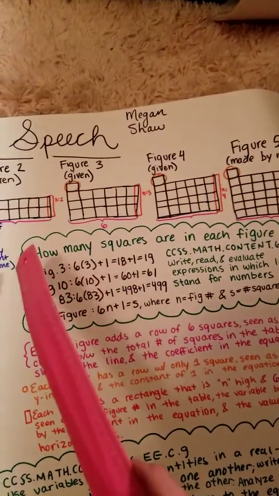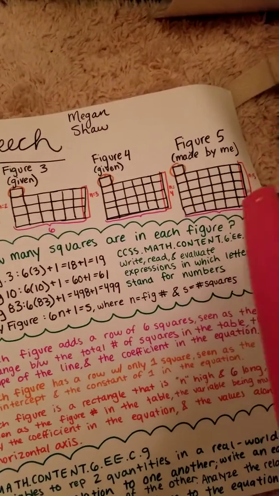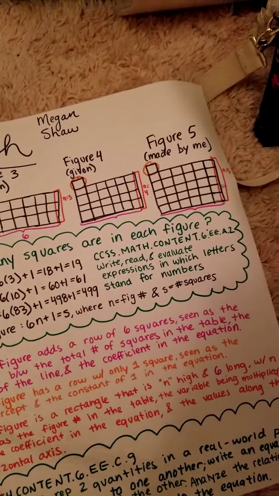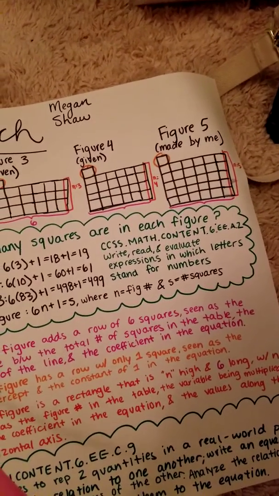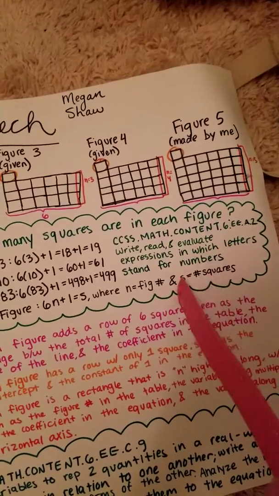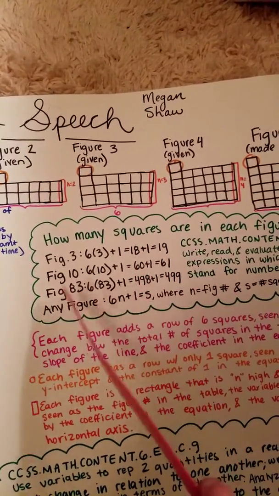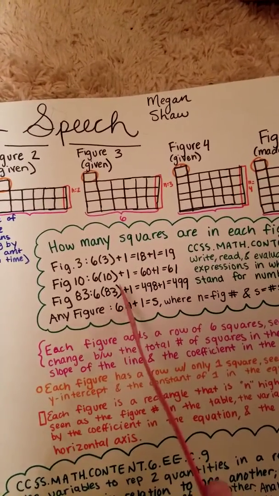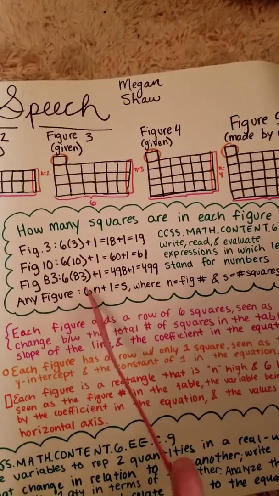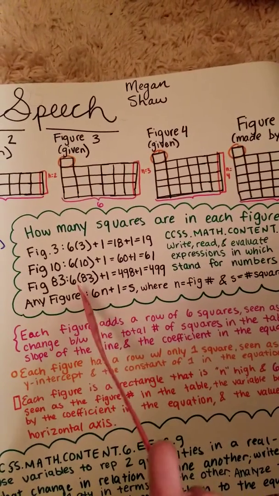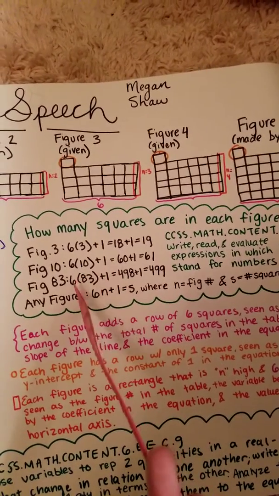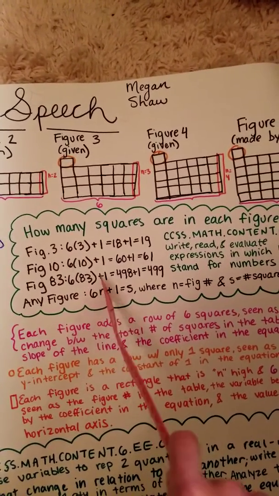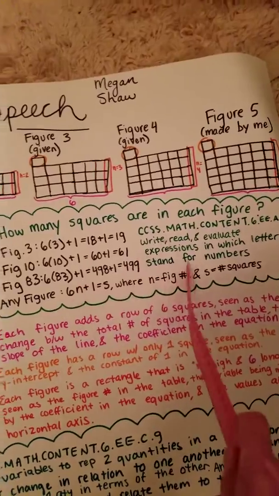So when we're determining how many squares are in each figure, that is for 6th grade scale of read, write, and evaluate expressions in which letters stand for numbers. So we made these expressions and then we stood in the letters for the numbers. So we're able to interpret that 6n plus 1 equals s is 6 times the figure number plus 1 will give me the number of squares in each figure.